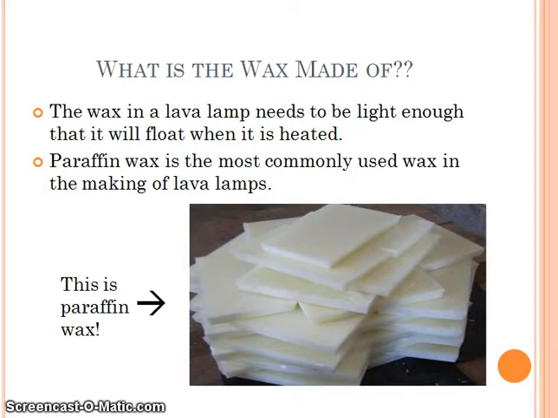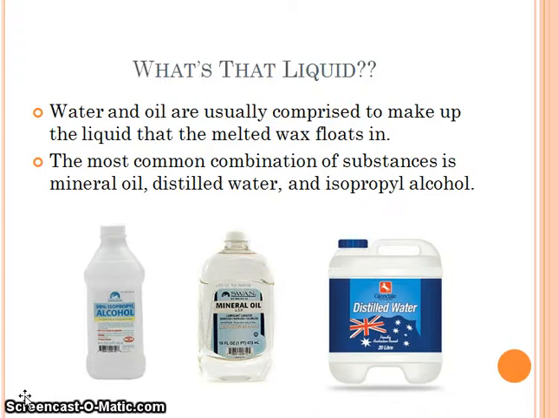Okay, what is the wax made of? The wax in a lava lamp needs to be light enough that it will float when it's heated, and it's mostly paraffin wax, which is the most commonly used wax in the making of lava lamps. And that picture right there is paraffin wax, just sheets of paraffin. The liquid in a lava lamp is mostly just water and oil, and they make up the liquid that the melted wax floats in. The most common combination of substances is mineral oil, distilled water, and isopropyl alcohol, which are pictured below.